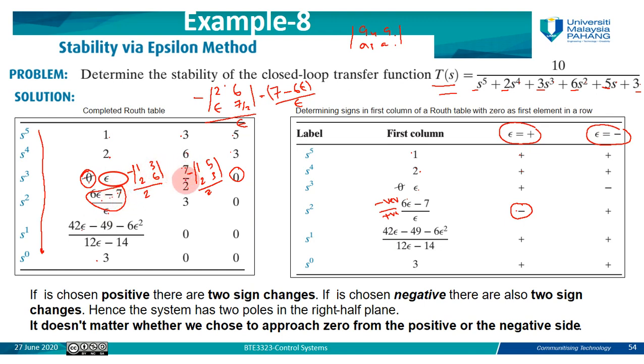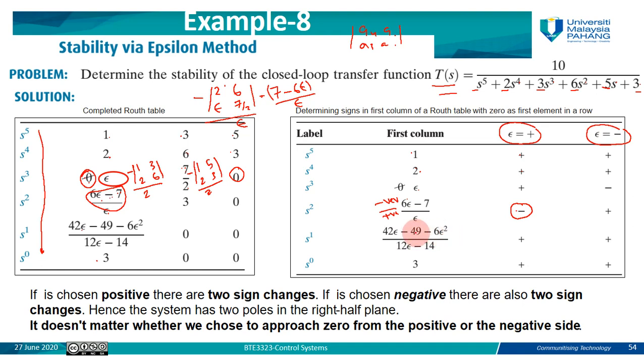The second column will be 7 over 2 and 3. Then we open the determinant, and we get this equation or this value. Since we assume epsilon is positive in this case, 42 epsilon will be positive because epsilon is positive times 42. 49 here is negative, but 42 epsilon is positive. Here it becomes a small value, but still positive. 6 epsilon squared is negative, so for sure our determinant will become a negative value.